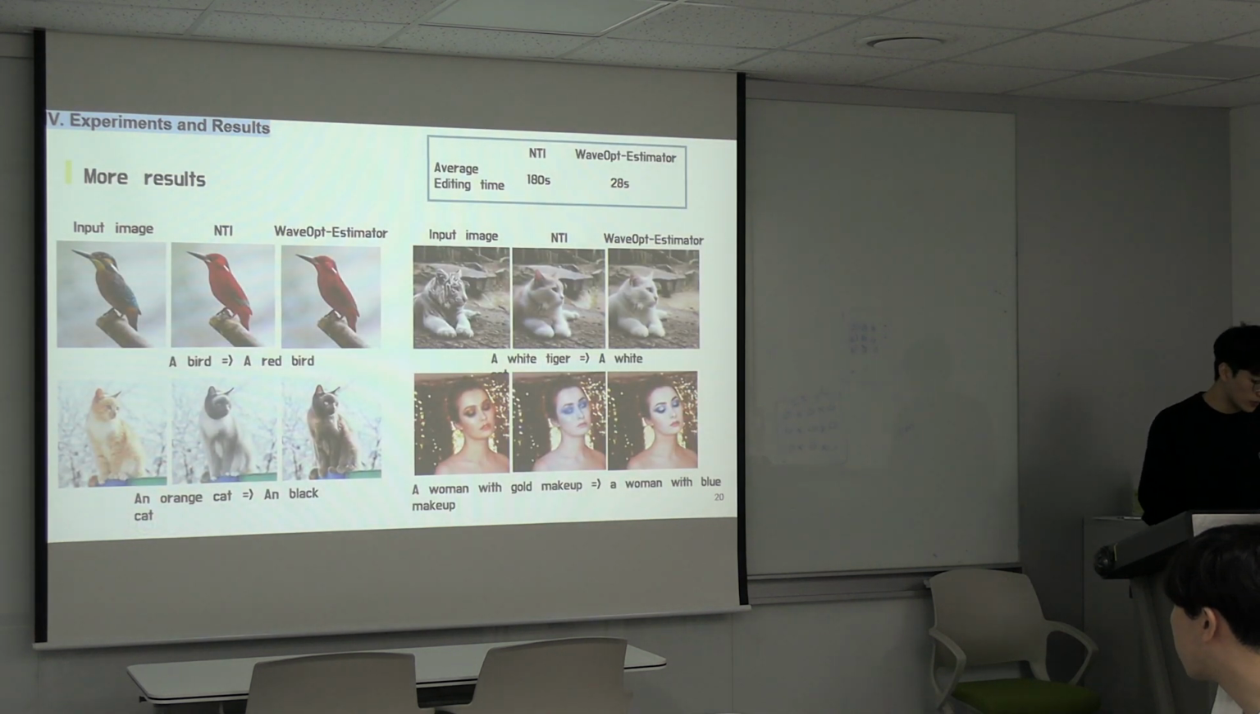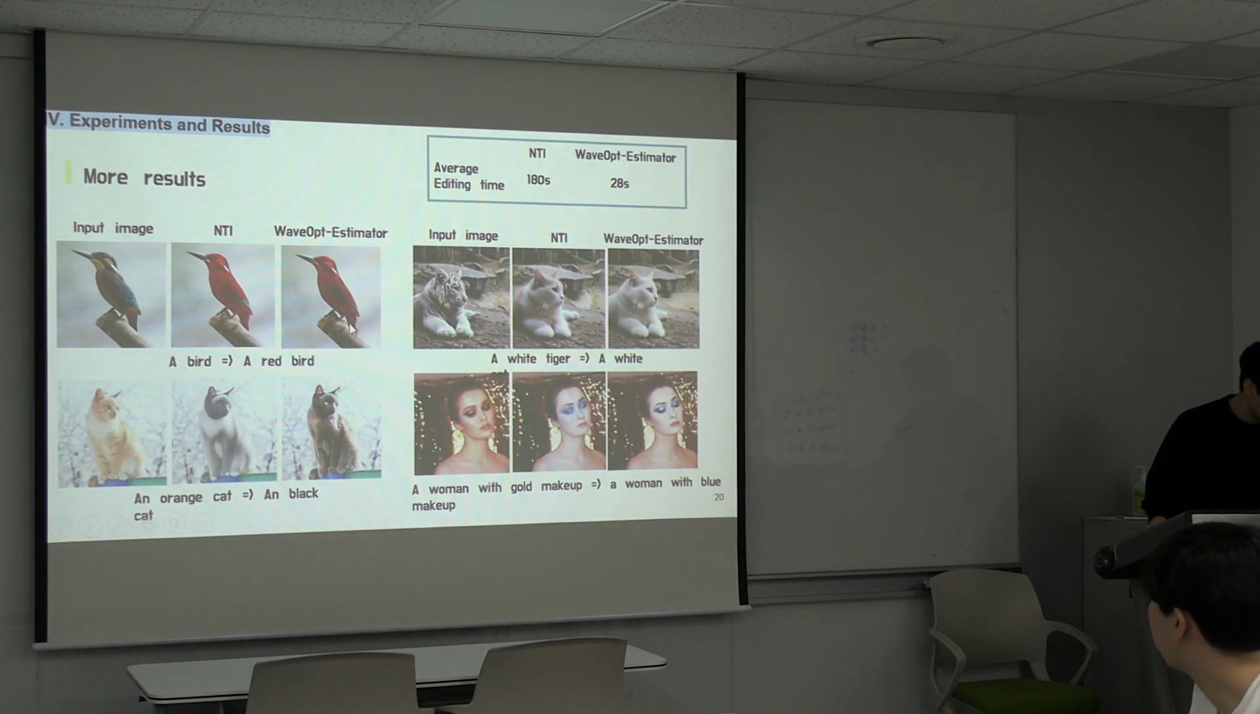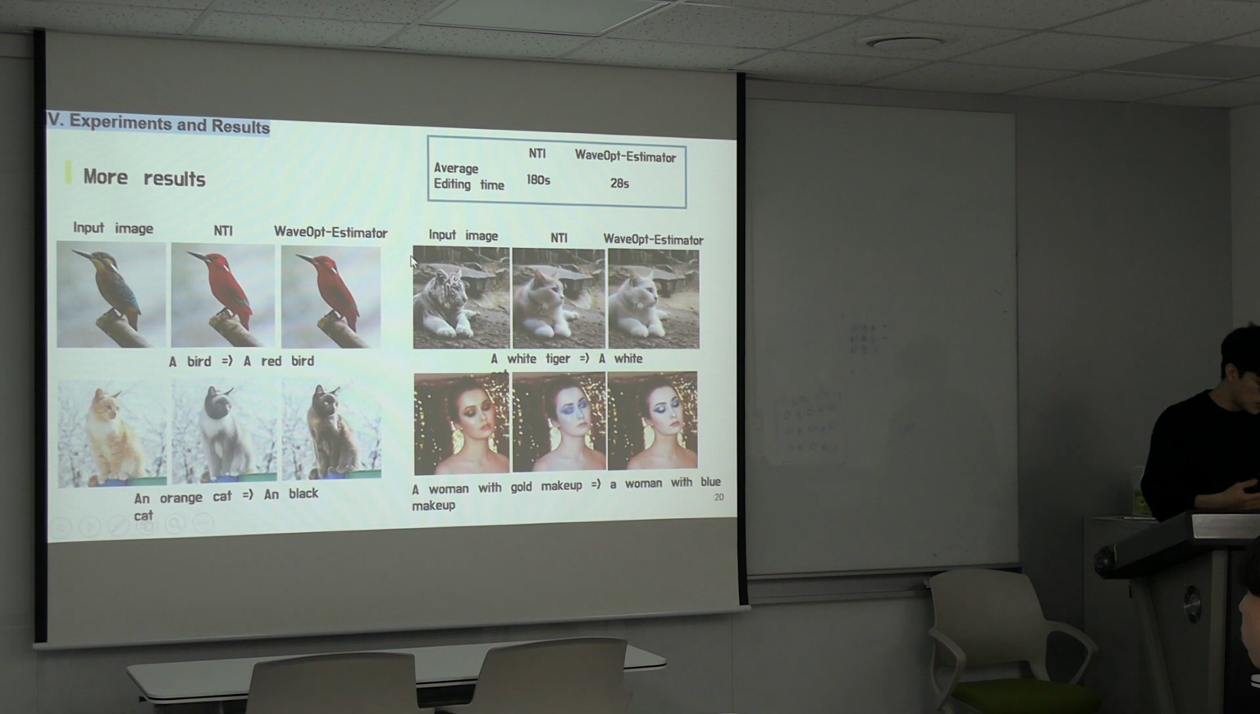So here are the results of NTI and the T star estimator. As you can see here, our method shows similar or better editing performance compared to NTI. And especially since null text inversion optimizes the null text embedding vector across the entire time step, it enforces an excessive constraint on the original image, and it potentially limits the flexibility in the editing process. So our method, by optimizing up to a specific endpoint, offers more flexible editing.